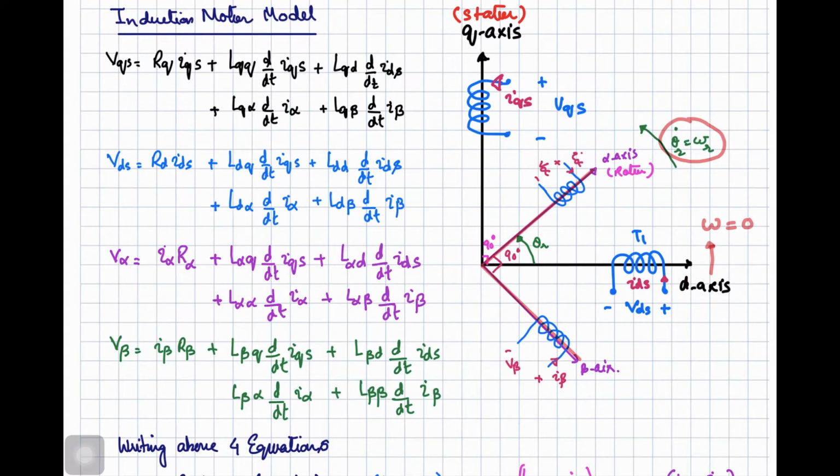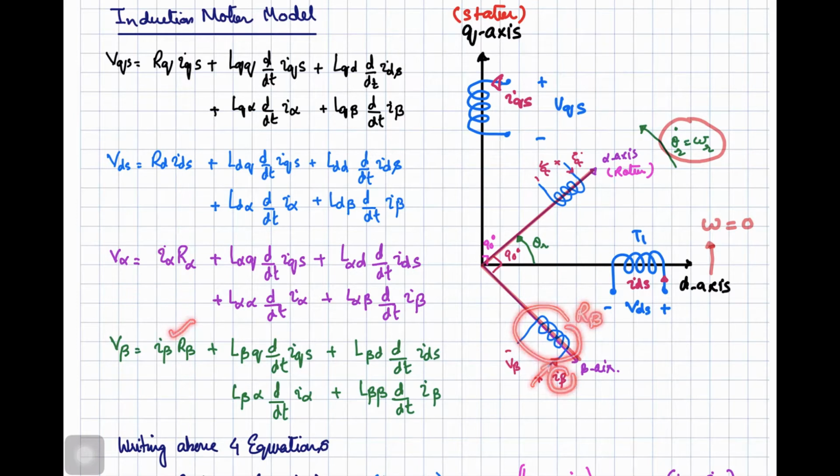Then considering the induced EMF because of the self inductance and the variation of the current in this winding Iα, so L_αα representing the inductance of the alpha axis winding and dIα/dt, and then taking the effect of the beta axis variation in the alpha axis winding, so that will be equal to L_αβ into derivative of Iβ. Similarly, for the beta axis winding, you can say Iβ into Rβ. The current in this winding is Iβ and the resistance over here, let's suppose Rβ.